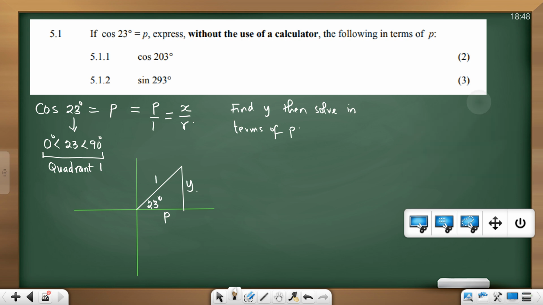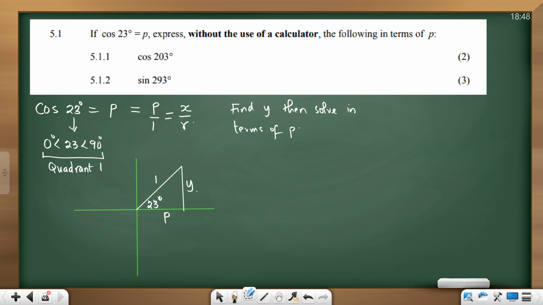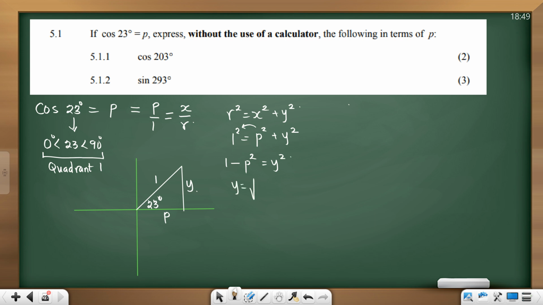Well, let me finish this one. Let me do this one for you. I have a good heart today. Somebody's going to say, what does in terms of P mean? Check. R squared equals X squared plus Y squared. What's my R? 1 squared. What is my X? P squared. Plus Y squared. Let's move that over. 1 minus P squared equals Y squared. What is Y? The plus or minus square root of 1 minus P squared. Please don't say the square root of P squared is P and the square root of 1 squared is 1. No.